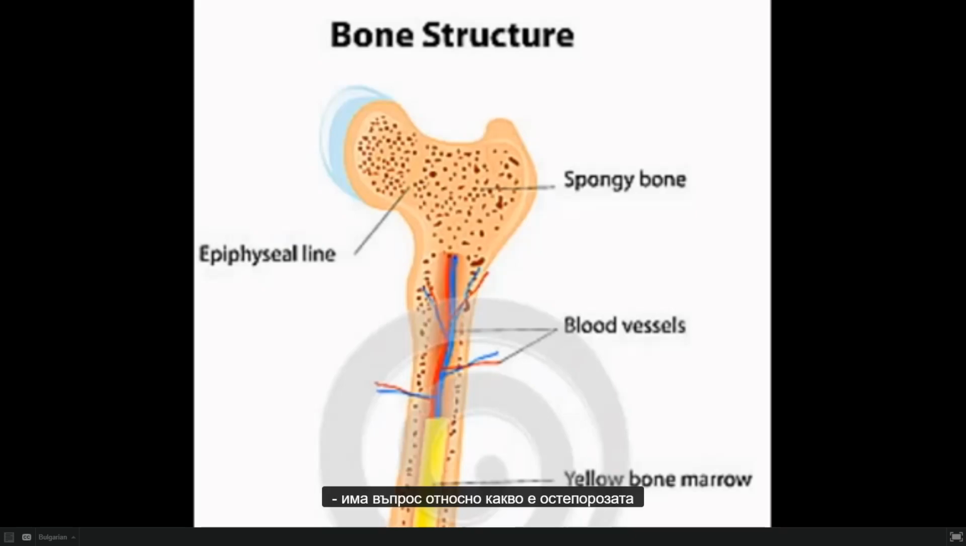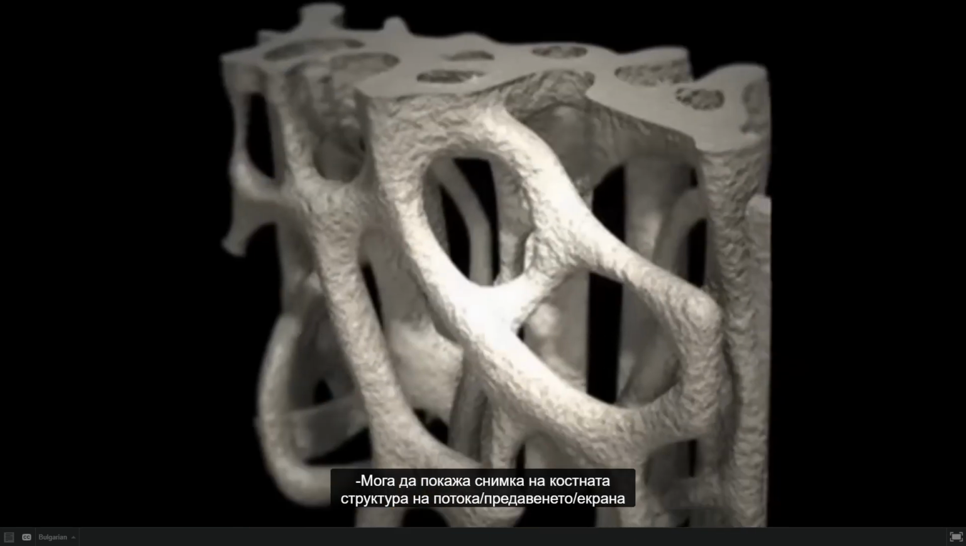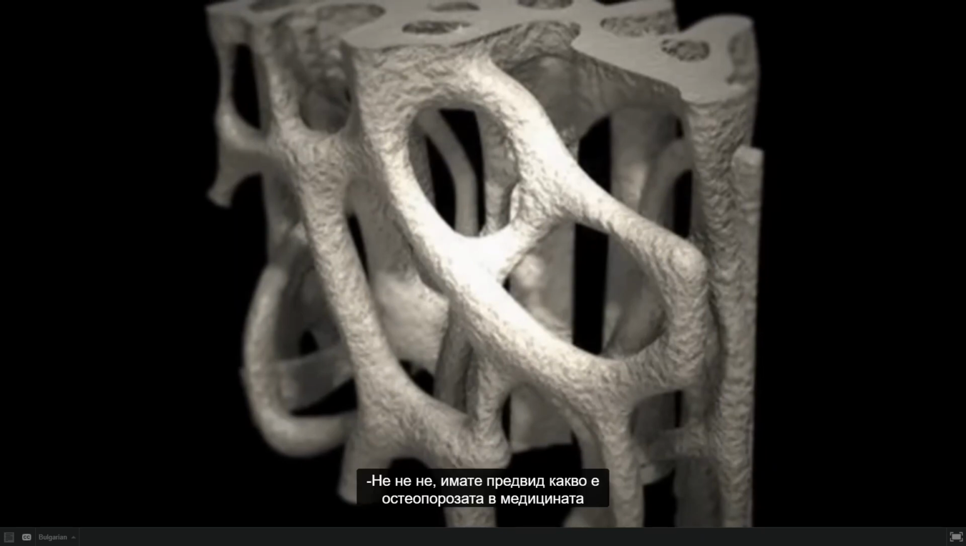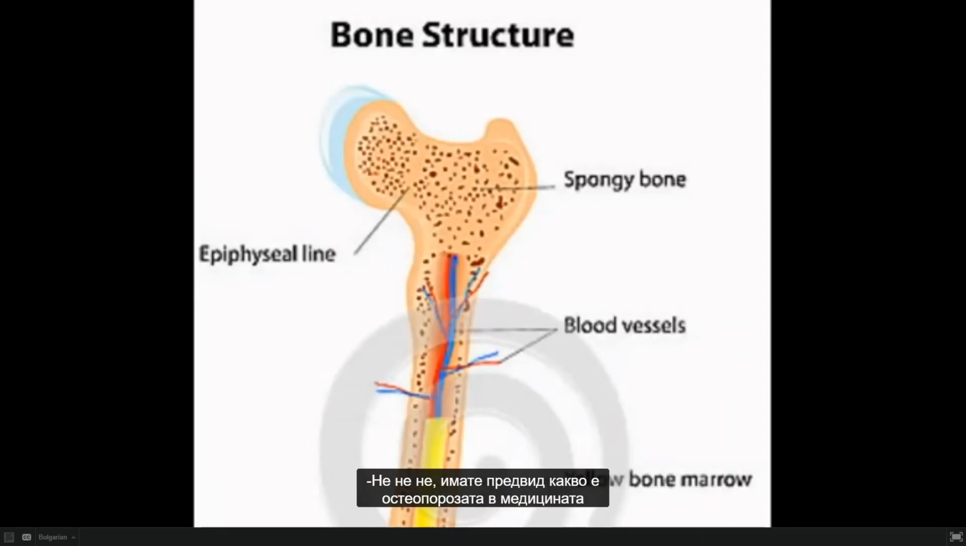There is a question regarding what is osteoporosis in regards to what you're describing, Mr. Keshe. Ask them what they call osteoporosis. I can put a picture of the bone structure on the live stream. No. Ask what is explained as osteoporosis in the world of medicine. Define it, or has it been defined? Maybe Elia can explain to us.